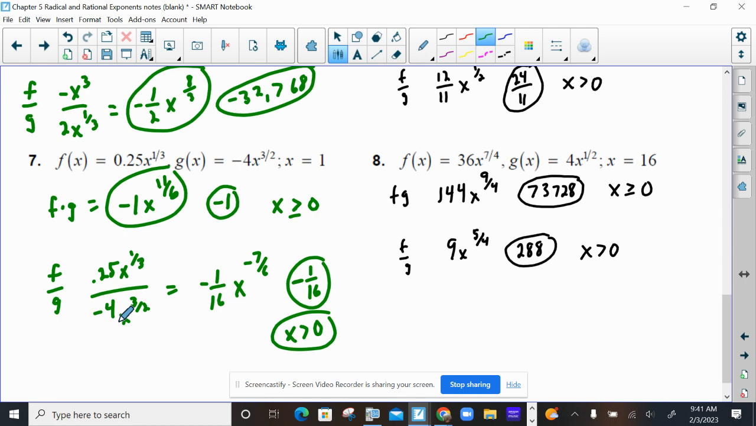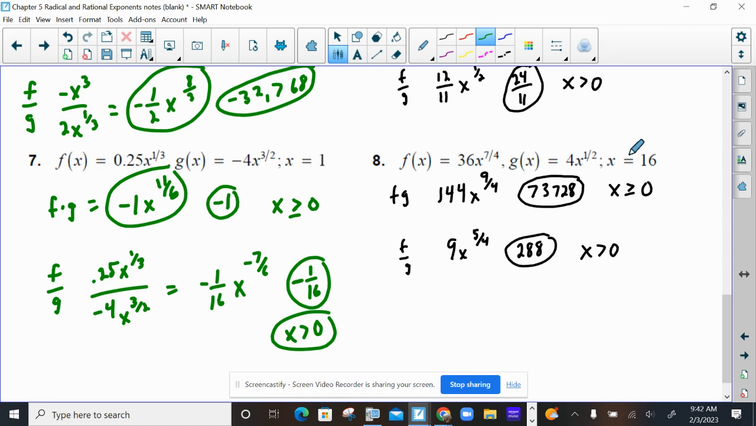So hopefully you were able to follow along. Try number 8. Talk yourself through how I got this answer. I multiplied 36 times 4. And then down here, I added my exponents. Then for a division, 36 divided by 4 is 9. 7/4 minus 1/2. Prove to yourself that it's 5/4. And then once you have a new rule, you can plug in any number. Okay, that's how you evaluate then.